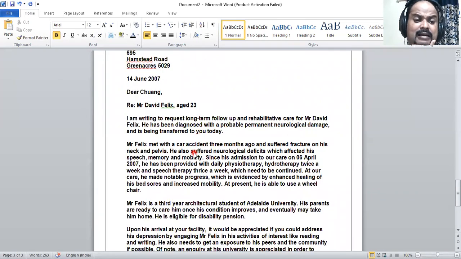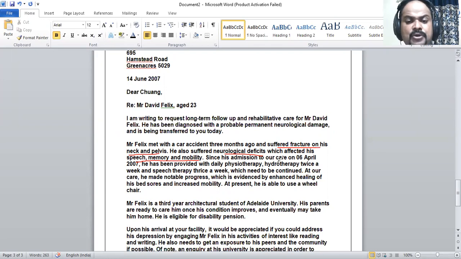Now, Mr. Felix met with a car accident three months ago and suffered fracture on his neck and pelvis. So this is the physical damage that he has. And the neurological deficits, it affected speech, memory, and mobility. So something happened to body, something happened to his nervous system.